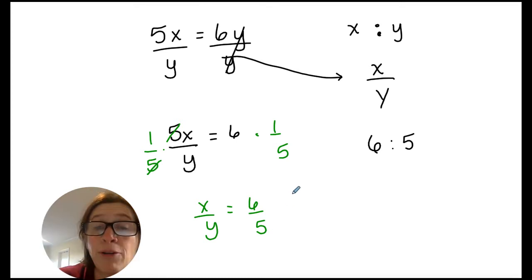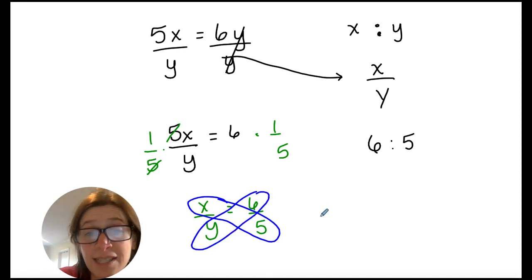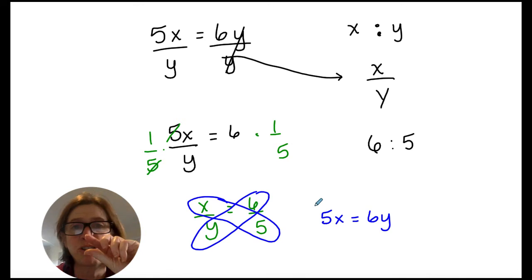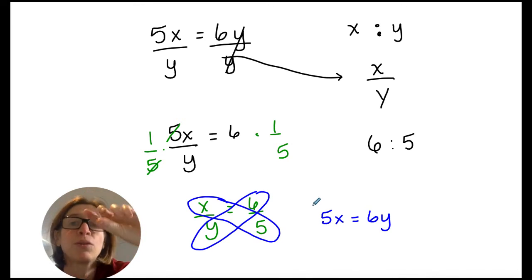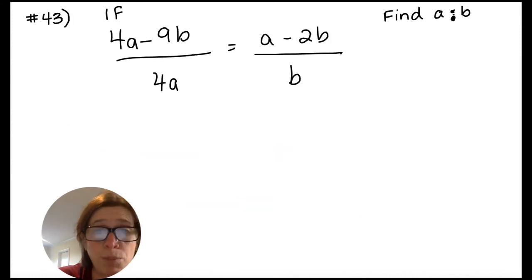Now, if you think about the cross products rule, one of the properties of proportions, if I had x over y equals 6 over 5, and I use the cross products, I'm going to get 5x equals 6y, which is why it's really the reciprocal of what you'd think it would be in terms of getting a ratio. You need to understand that idea to solve this problem.